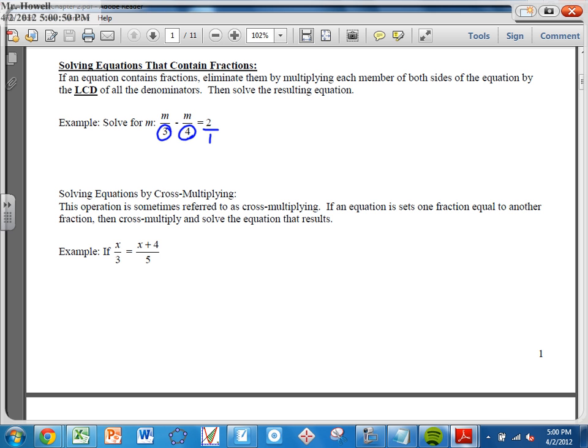Well, then I have to say to myself, all right, well, I've got m over 3 minus m over 4 equal to 2 over 1. That's what I have right now. And let's see, I want to get a 12 in the bottom. So I have to say to myself, what number in the beginning here do I have to multiply to get 12? Well, what number times 3 gives you 12? It's just a 4. So you put a 4 on top and the bottom.